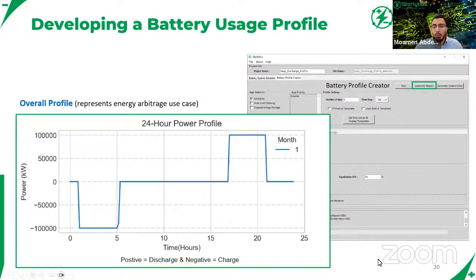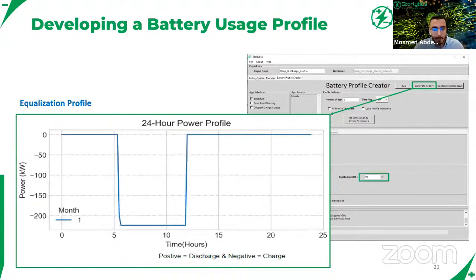Okay. So now, after you settle all the parameters you need for your application, you can easily generate the report using Storlytics. The first thing you will see inside the report is the overall profile view of the 24-hour profile. So it's clear now that we are charging with 100 megawatts for 4 hours and discharging the same. But I think the next slide will clarify more the energy equalization and how. Yep, here we go.